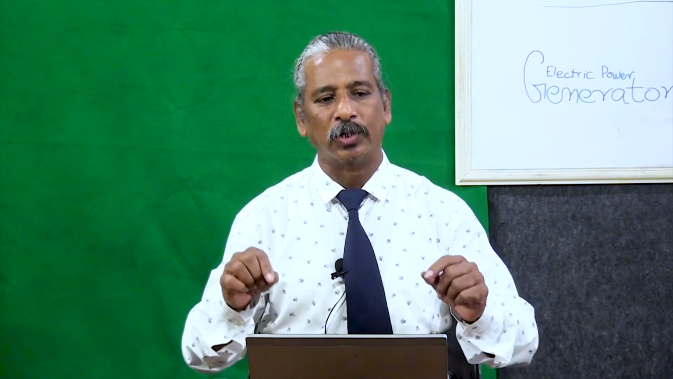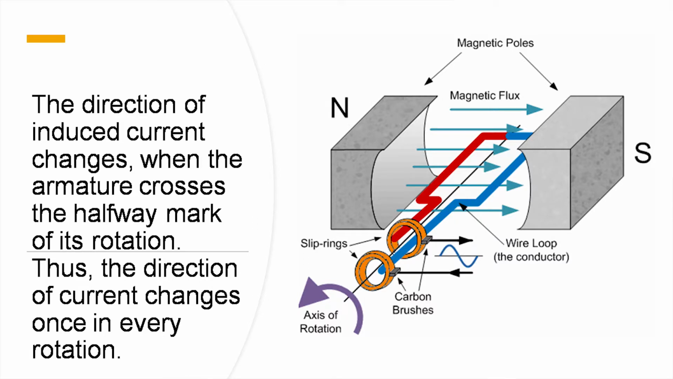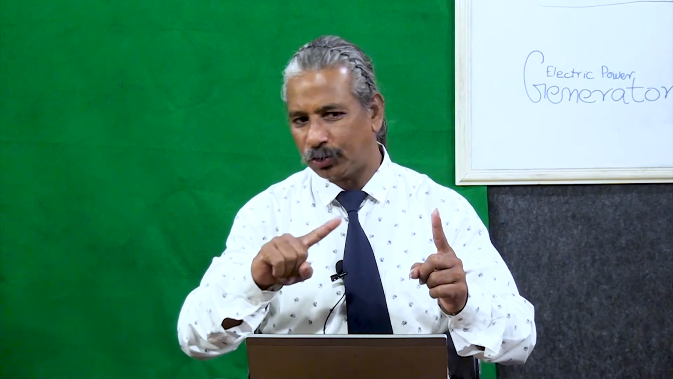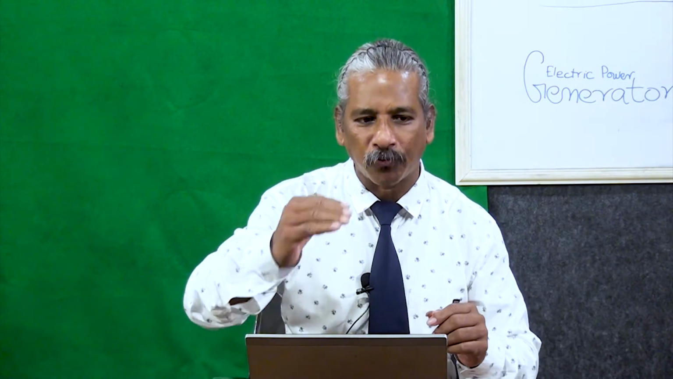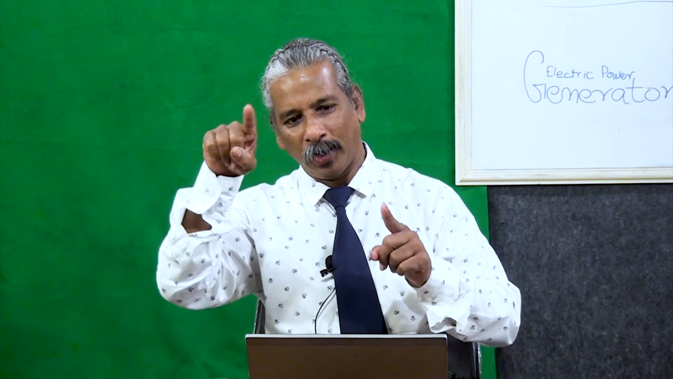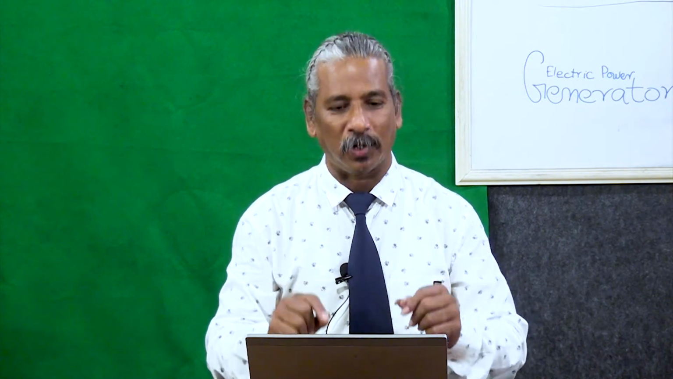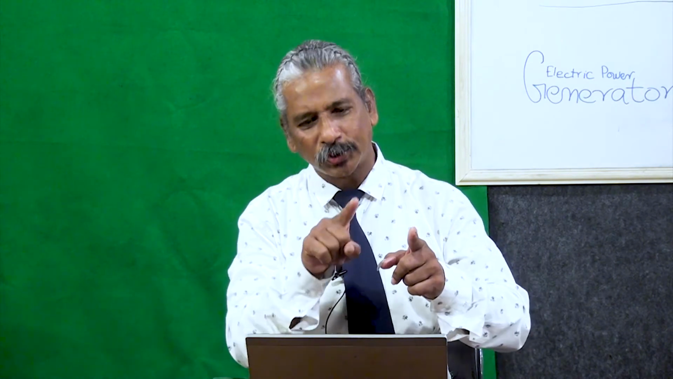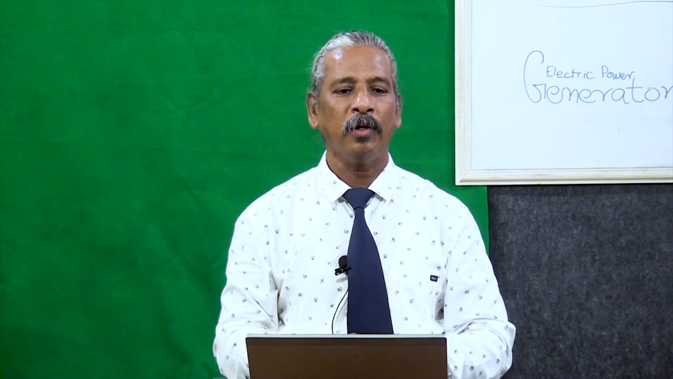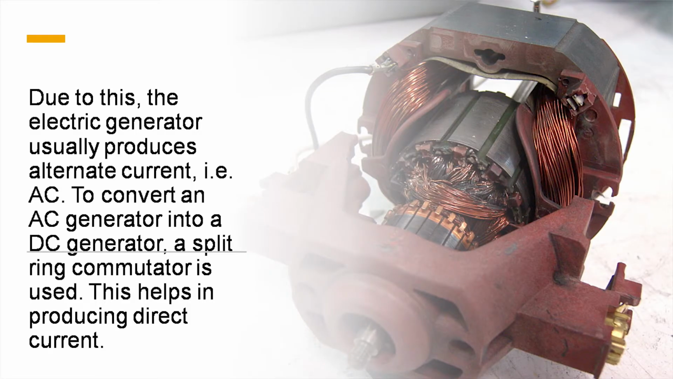The direction of induced current changes when the armature crosses the halfway mark of its rotation. Remember, the direction of induced current changes when the armature crosses the halfway mark of its rotation. In a rotation, two halves will be there if it goes round and round. In the first half, when it enters the second half, the direction of the current changes. Thus, the direction of current changes once in every rotation. Due to this, the electric generator usually produces alternating current. In short, we call it AC.